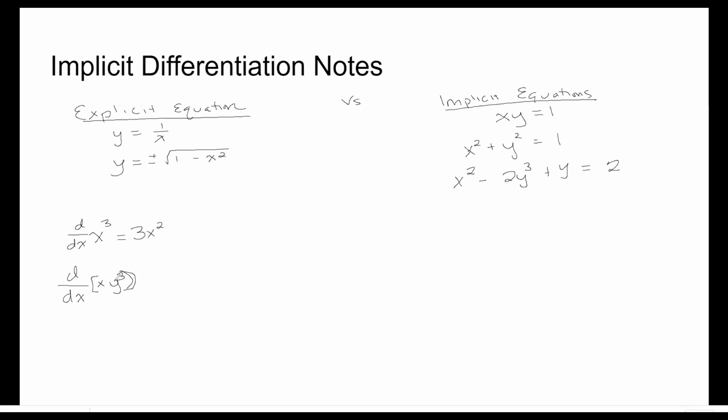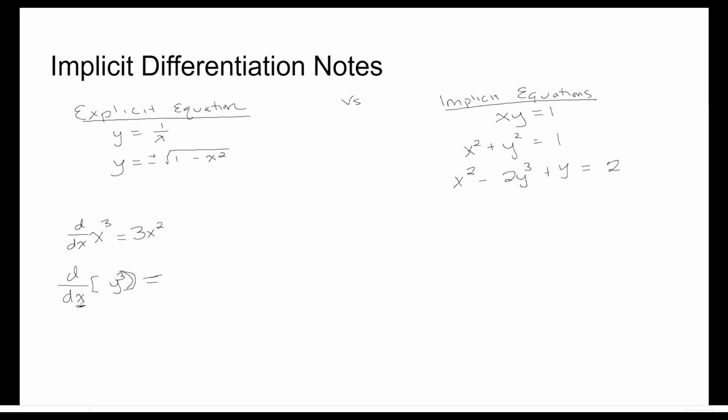So what we need to do is take the derivative of this implicitly. Actually, let's back up a second. Let me get rid of this x and simplify it down a little bit. So we're doing d/dx of just y cubed first.